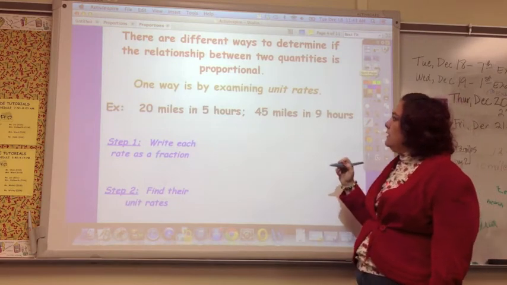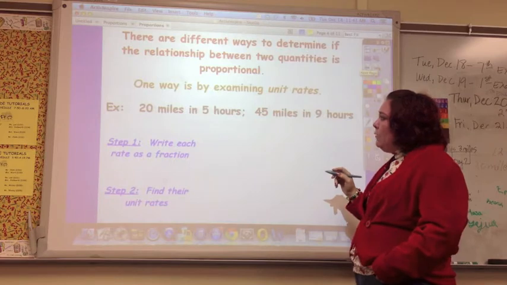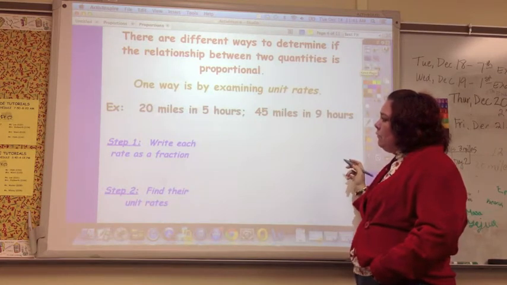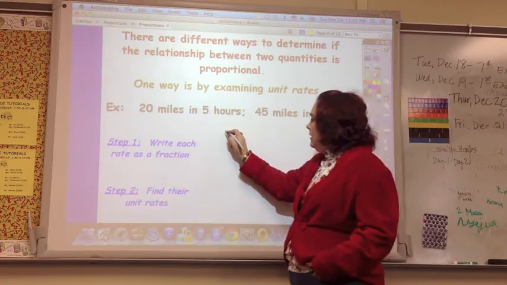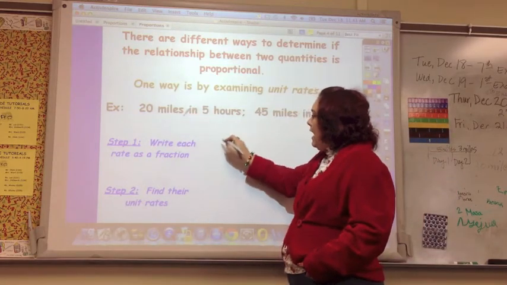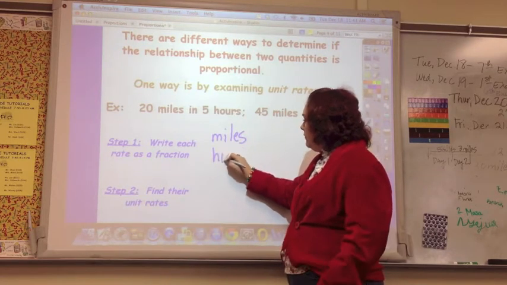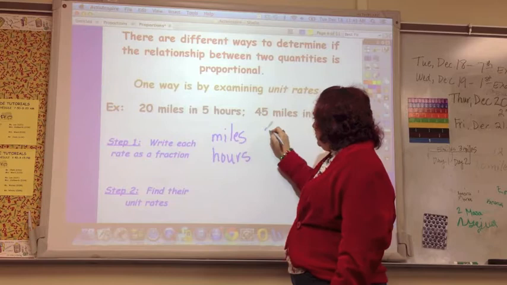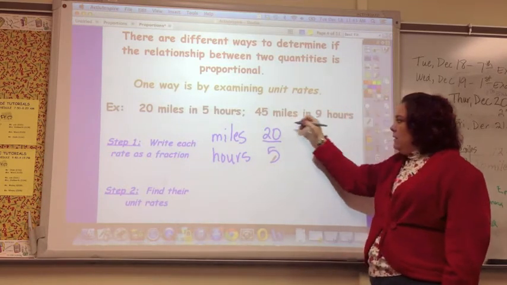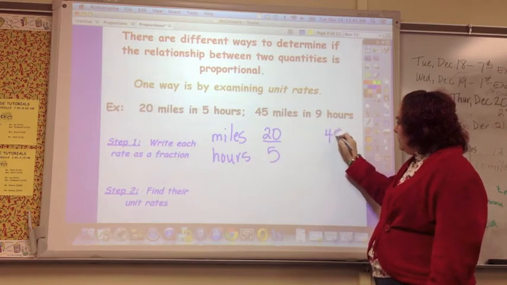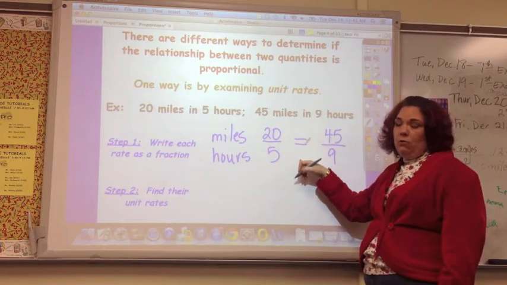There are different ways to determine if a relationship between two quantities is proportional. One way is by examining unit rates. And so what you can do is you can say you're comparing miles to hours. So you need to label it. 20 miles to 5 hours. And then this is 45 miles to 9 hours. So we're asking, is this equal?